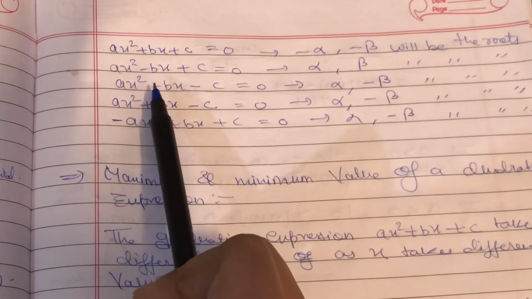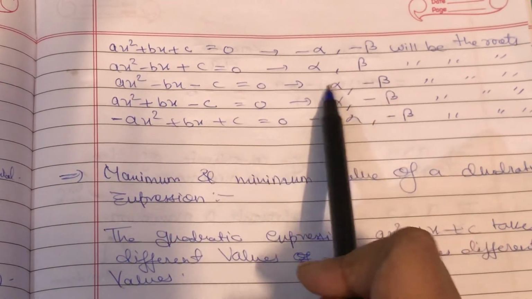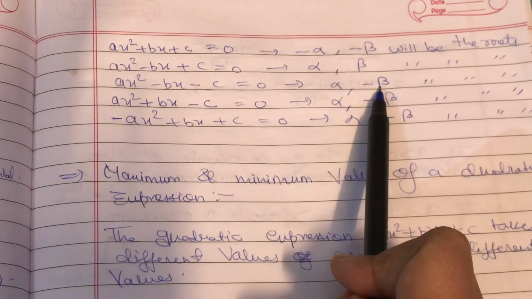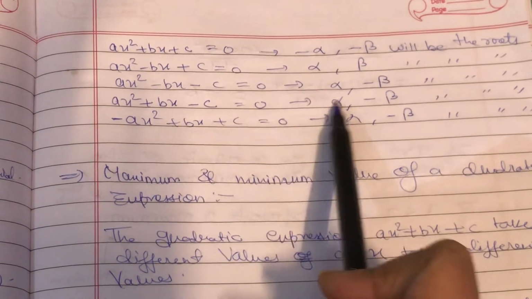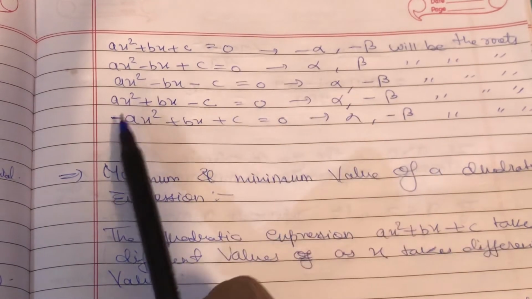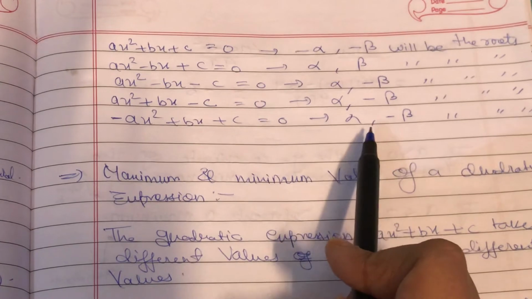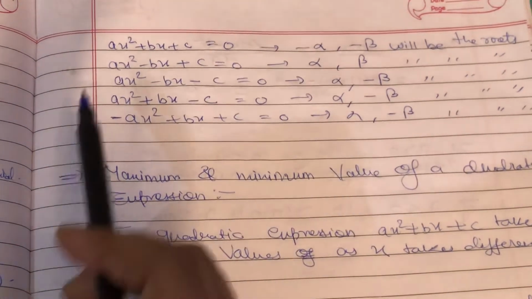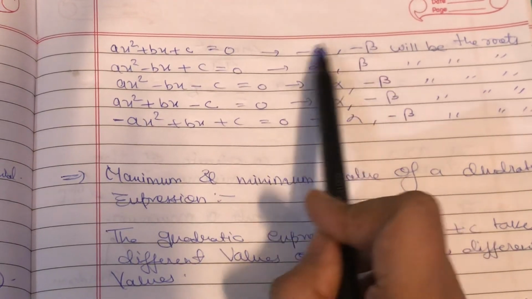If we have b and c as negative, then one of the roots is going to be negative, any one, right? Similarly, if c is negative, any one root is going to be negative. If a is negative, then any one root is going to be negative. That means you just have to remember one thing: if all the signs are positive, both roots are going to be negative.